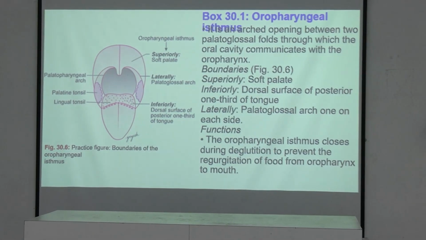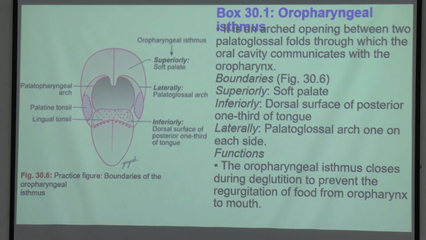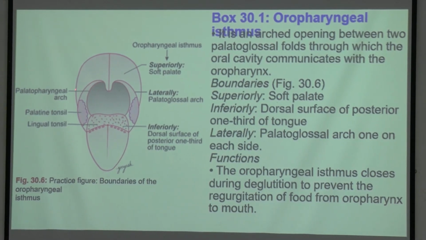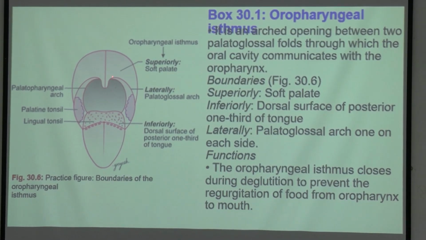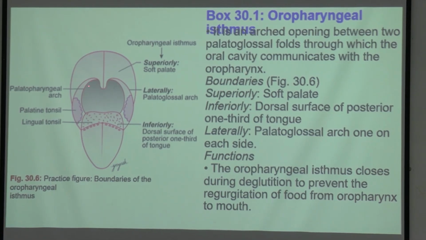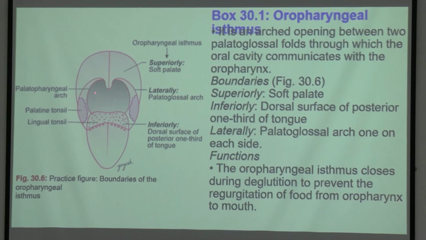So this is the oropharyngeal isthmus, the entry point from the oral cavity to the oropharynx. We can find there are two folds. One is the palatoglossal fold, okay, there is the palatoglossal fold in front and another fold behind, which is the palatopharyngeal fold, and in between we are getting the palatine tonsil.